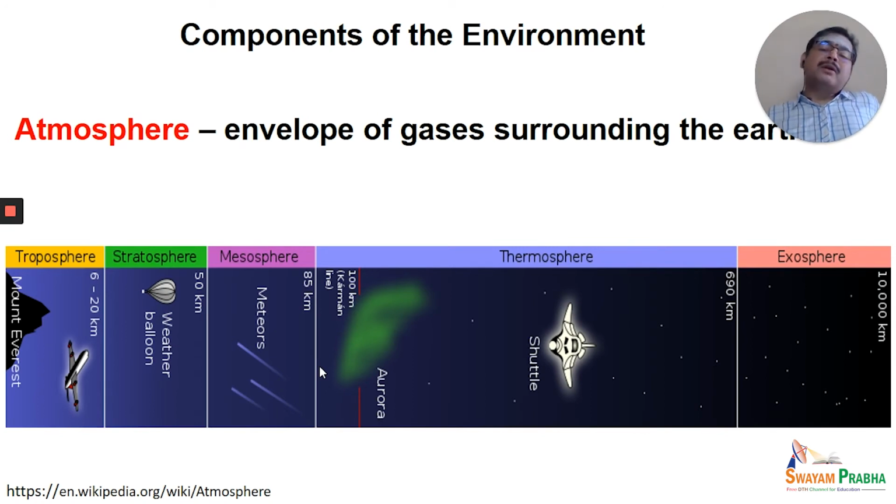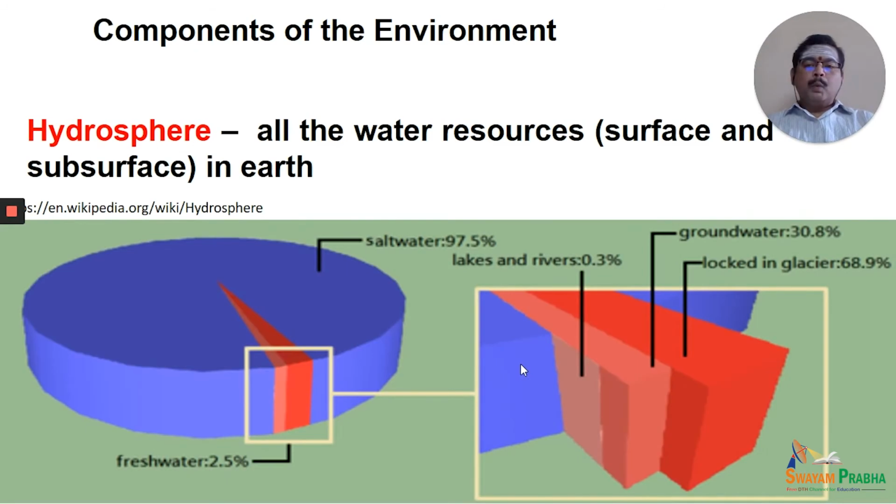And if you look at an overall perspective, oxygen and nitrogen are the essential gases for the sustenance of life. So we will move to the next component, hydrosphere. What do you mean by hydrosphere? Hydro means water, and the only watery planet with usable water is Earth.